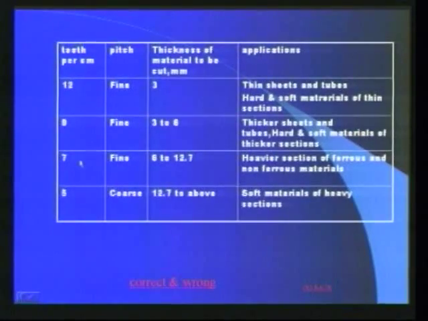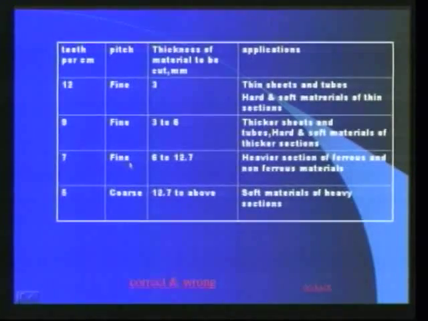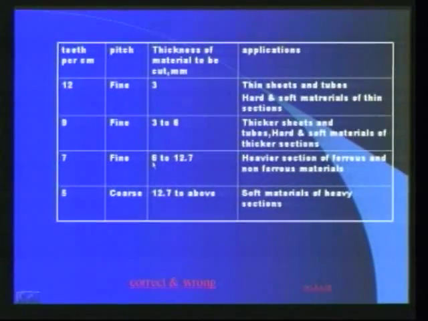A blade with 7 teeth per cm, it is also called fine pitch blade. It is used to cut material from 6 mm to 12.7 mm. It is used for the application of cutting heavier section of ferrous and non-ferrous materials. A blade with 5 teeth per cm is a coarse pitch blade. It is used to cut material above 12.7 mm. It is used for soft materials of heavy sections.